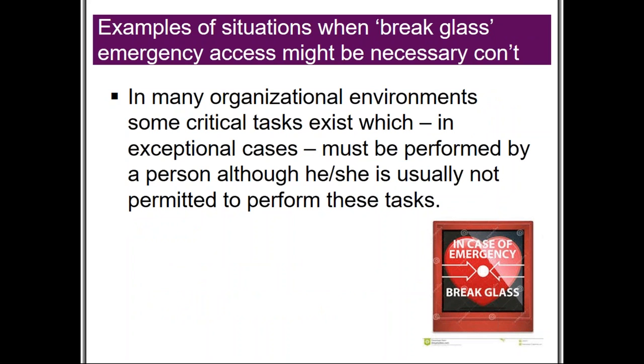So, as I was saying, in a lot of organizational environments, some critical tasks exist which, in exceptional cases, which is what we're talking about, have to be performed by a person, although that person is usually not permitted to perform those tasks on a usual basis, right? I told you I was going to give you an example. For example, if a deadline is about to expire and you have a senior lawyer who is not available, and you have a junior lawyer, that junior lawyer might be authorized to submit a written objection to the court in order to avoid damage to the company, for instance.